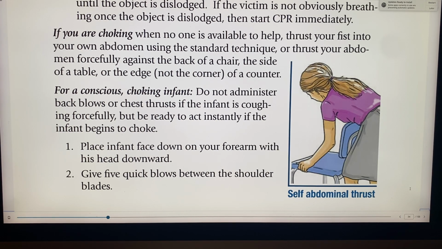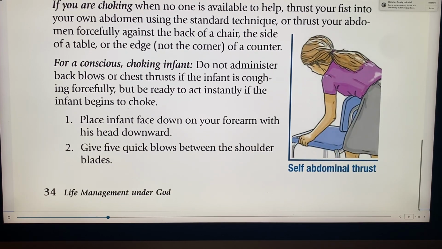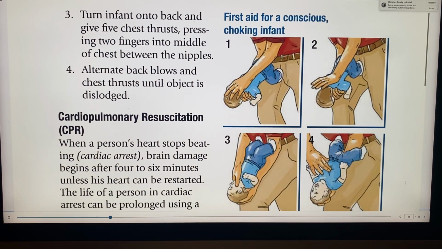And as for an infant, what if it's an infant? Well, how do you do an infant? Let me see if they have a picture of it. Here we go. First aid for conscious choking infant. So for the infant, you don't administer CPR or anything if the infant is coughing. You're going to let them cough whatever's in their obstruction out, right? So if they're coughing, you're not going to do this.